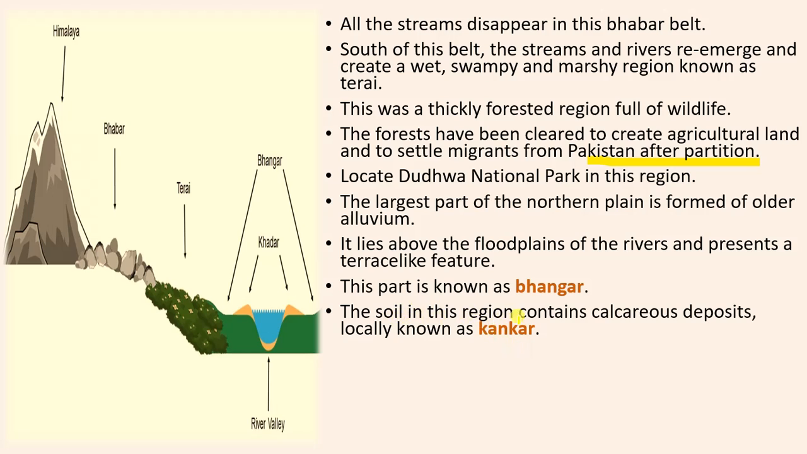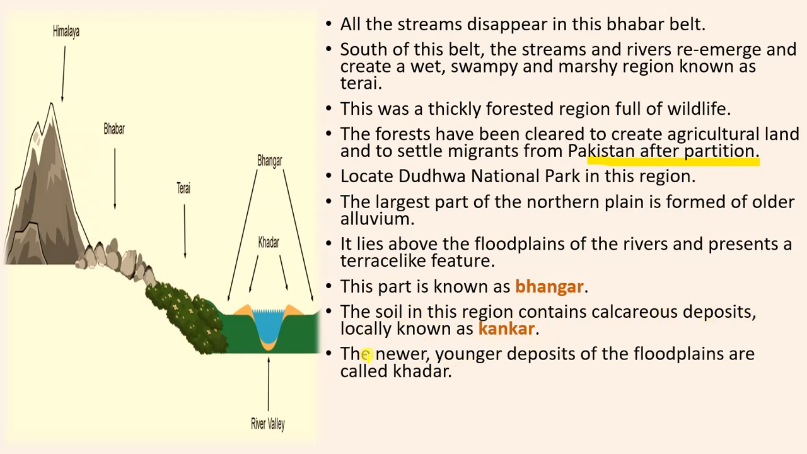The soil in this region contains calcareous deposits that are known as conker. The newer, younger deposits of floodplains are called khadar. So this yellowish part you see, these are floodplains, and these are made up of newer alluvium.